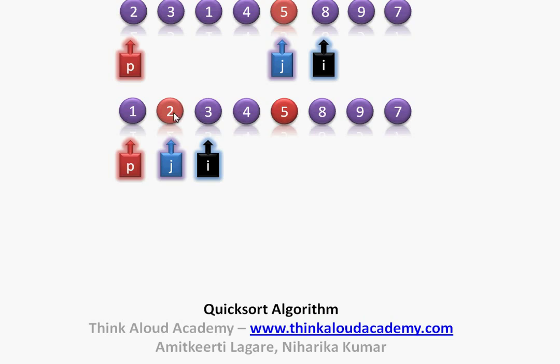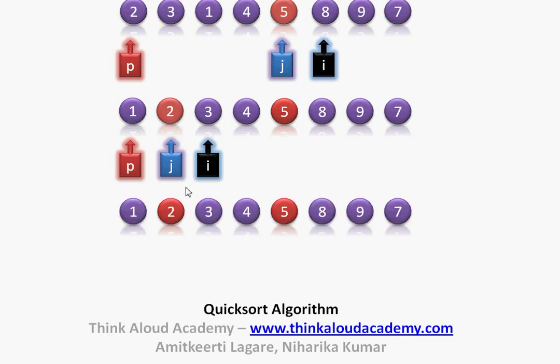So what we have to do now is to recursively go to the left of 2 and right of 2 and try to sort the left and right part of 2. So this is our condition right now, where 2 is in its position and we need to sort the left and right. So let's try to clean this up so that it looks much better.